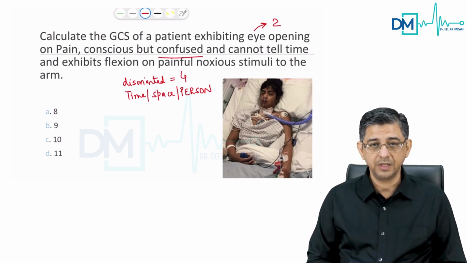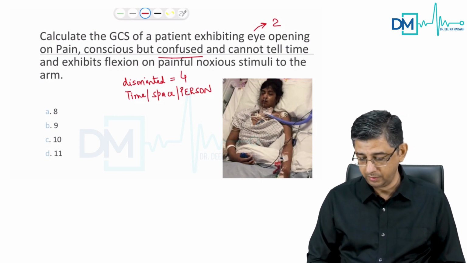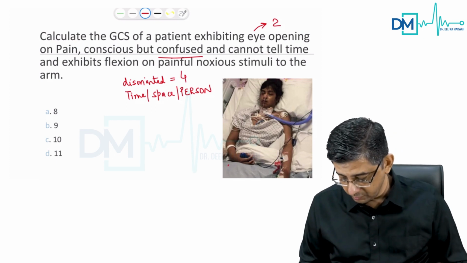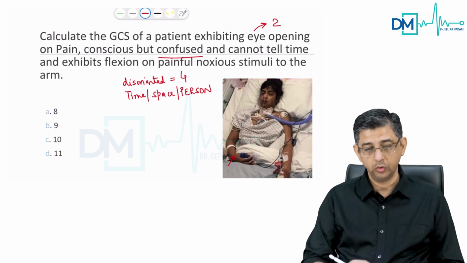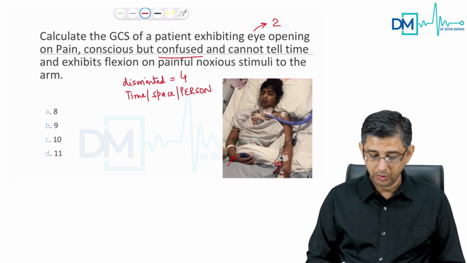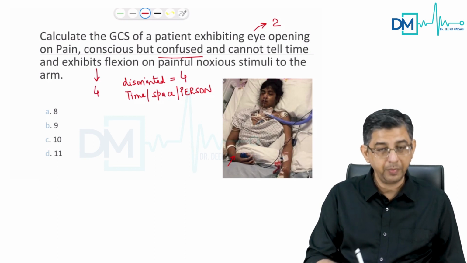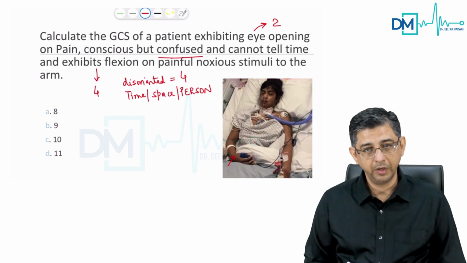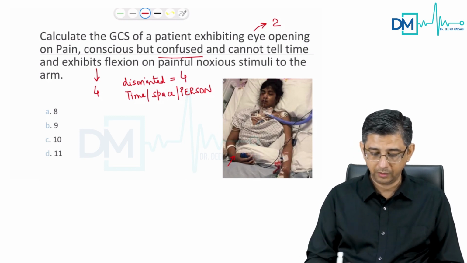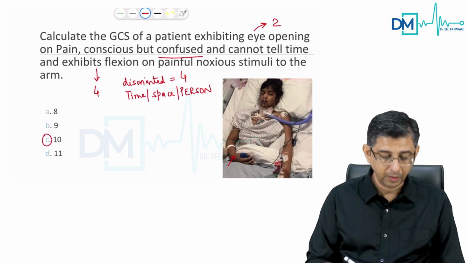The next thing he says, the patient exhibits flexion on a painful, noxious stimulus to the arm. So you can see here, if I am gonna give a painful stimulus in this particular arm of the patient, then the patient would try to move the arm away. That would again be a score of 4 because normal flexion, because you're giving pain stimulus, it's gonna hurt, no? So he's gonna move his arm away. So that would be again a score of 4. So if we add up the data, that would be 4 plus 4 plus 2. That would be working out to a total score of 10.